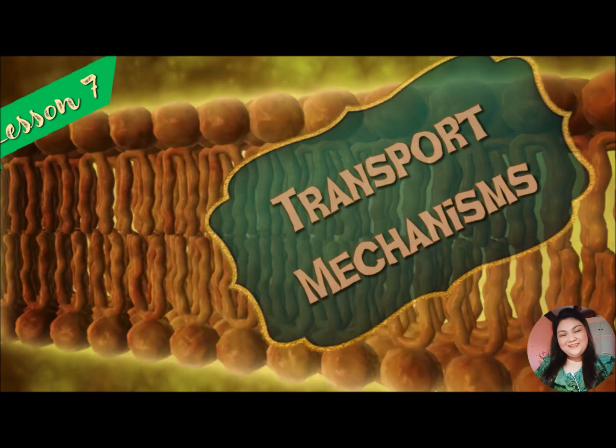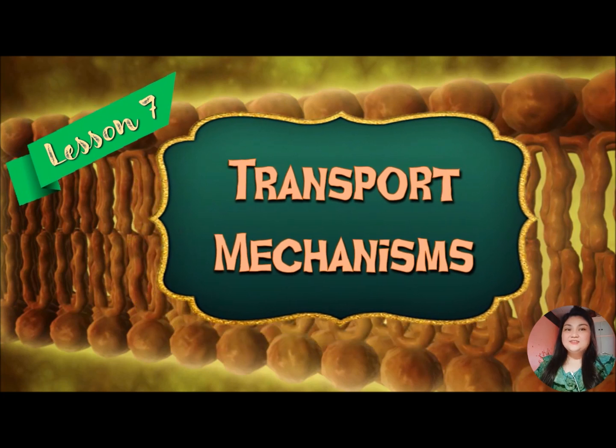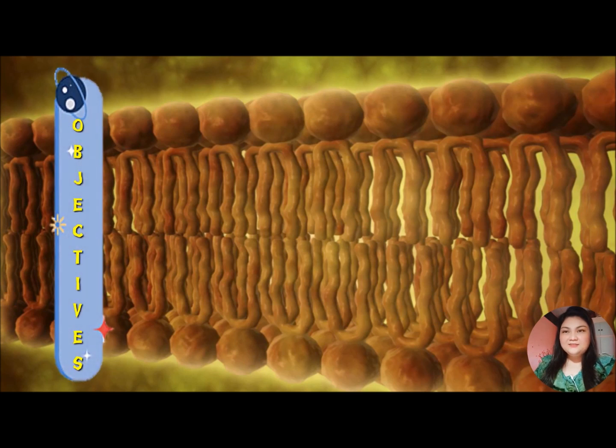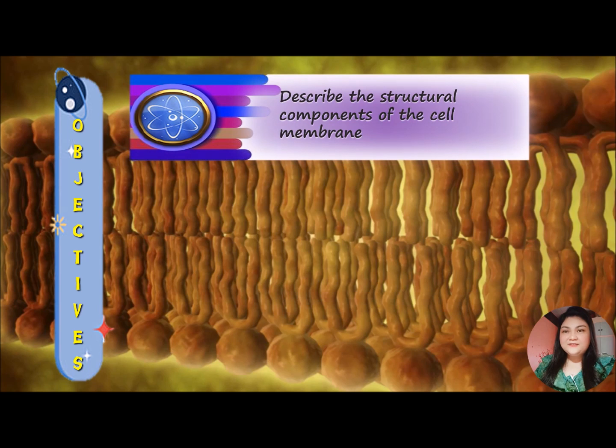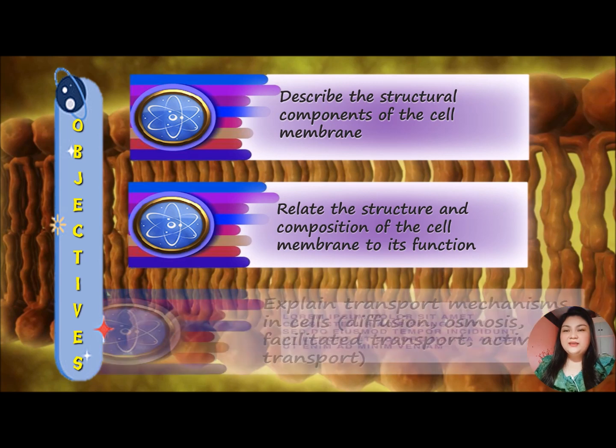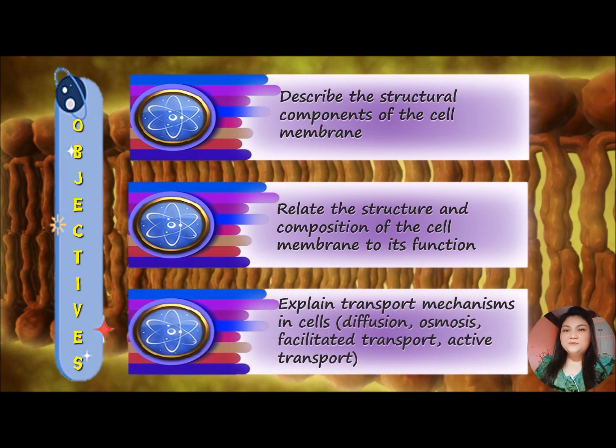Hello everyone! I'm here to discuss the transport mechanisms for our lesson number 7. And our objectives for today's lessons: first, describe the structural components of the cell membrane. Next, relate the structure and composition of the cell membrane to its function. And explain transport mechanisms in cells.